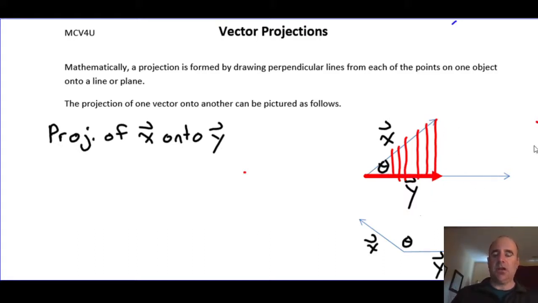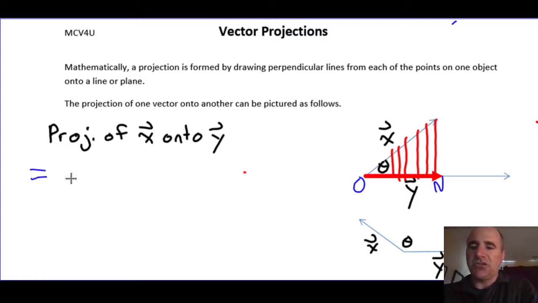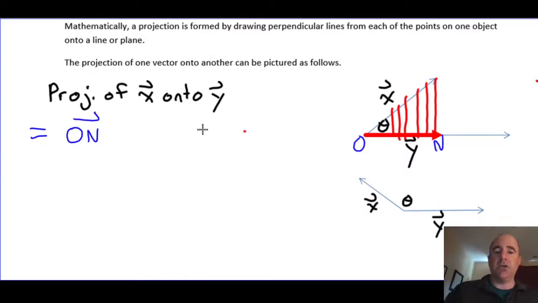So I'm going to call this point O and this point N. So that in this picture here, we can say that the projection of x onto y is actually just the vector that goes from O to N. And now we will look at how we calculate that. I'm going to leave this example alone for now. We'll just come back to it.